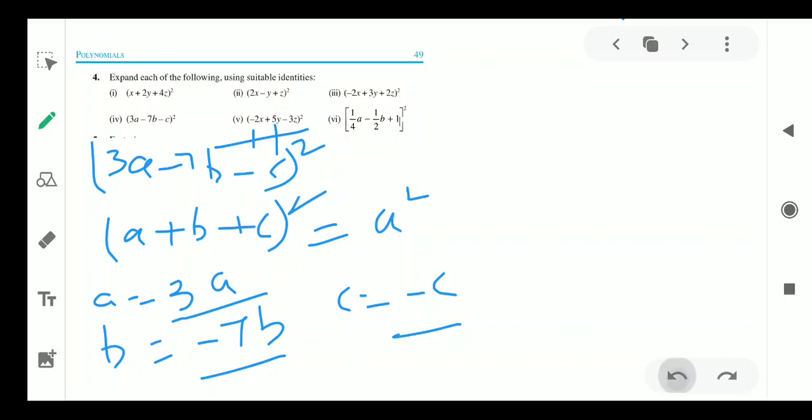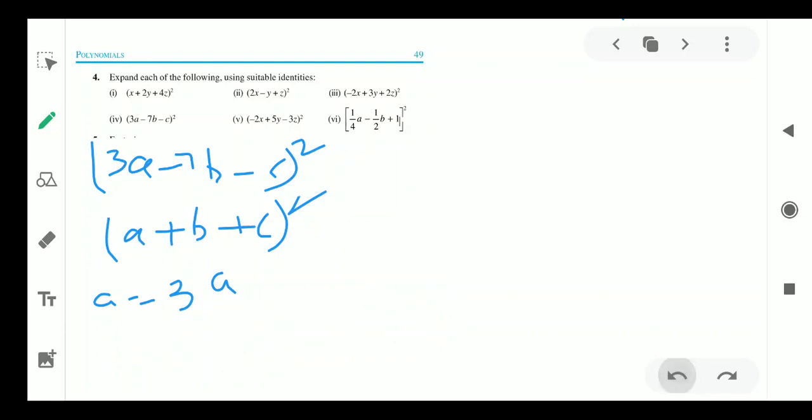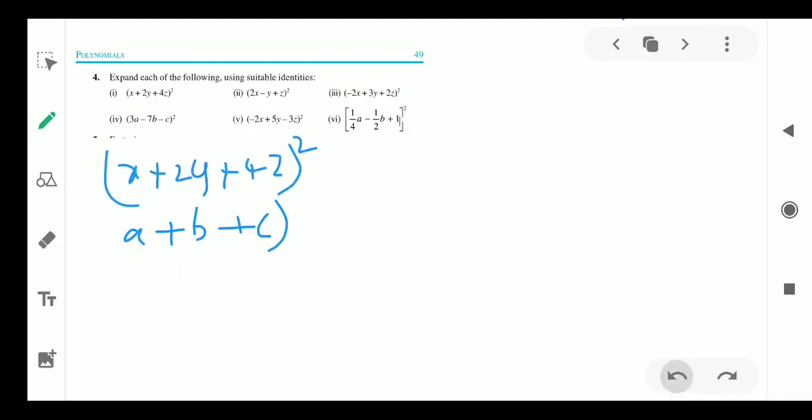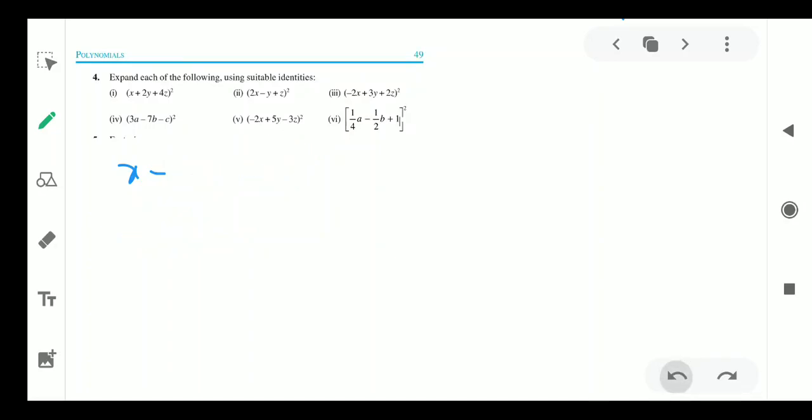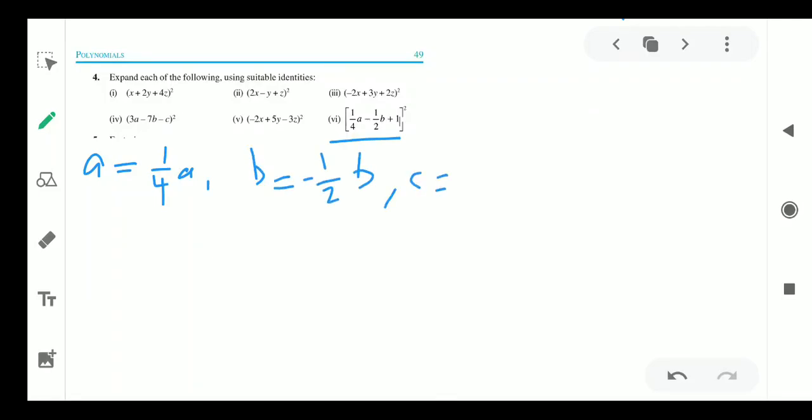Now I will try to solve the last question. It is somewhat difficult, that's why I am solving it here. Observe this, and after this video you have to solve all the questions in this exercise, that means 6 questions, neatly in your classwork and then send. Already I explained the second one, and I also have to explain the fourth one, but you have to solve all the questions. See here, this is the question. Here a is equal to 1/4 a, b is equal to −1/2 b, and c is equal to 1.